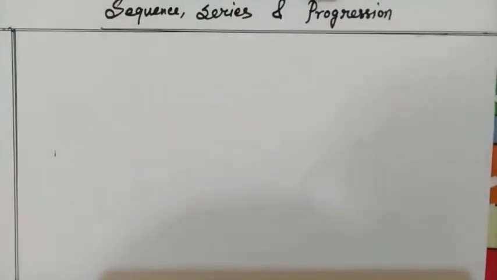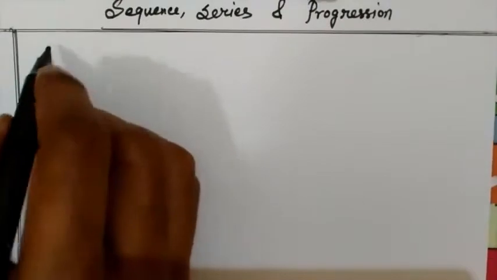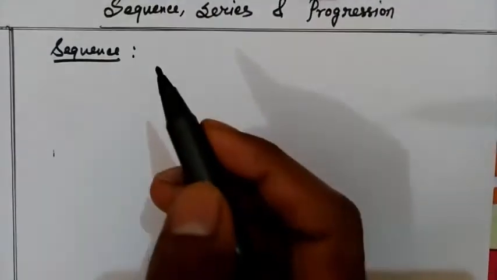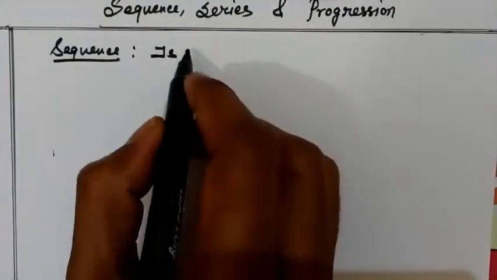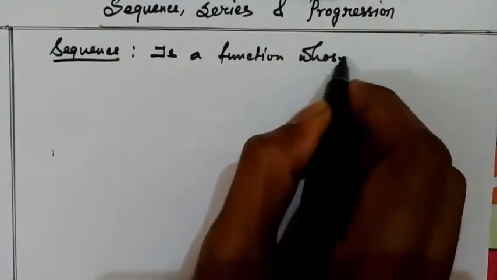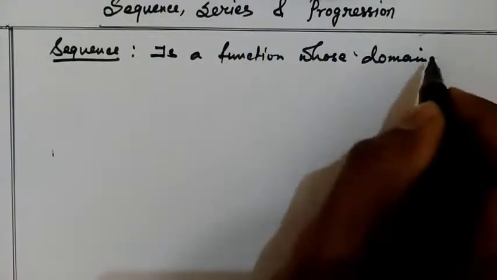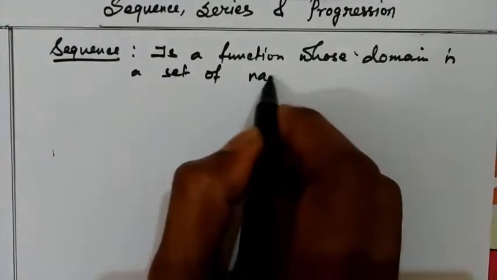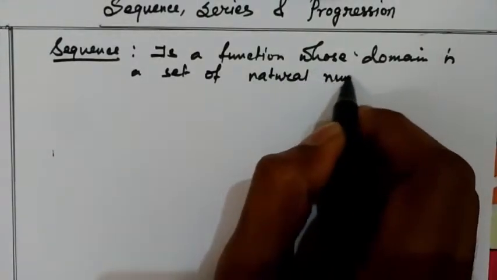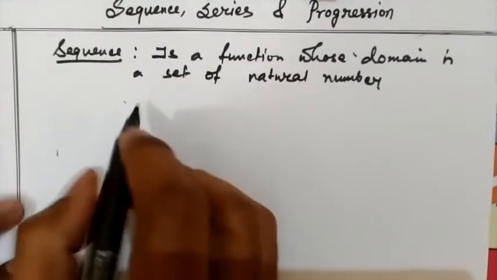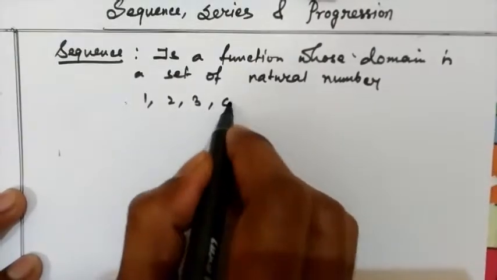So today we are going to start a new topic, that is sequence and series. So what is sequence? Sequence is a function whose domain is a set of natural numbers. Like for example, 1, 2, 3, 4, 5.